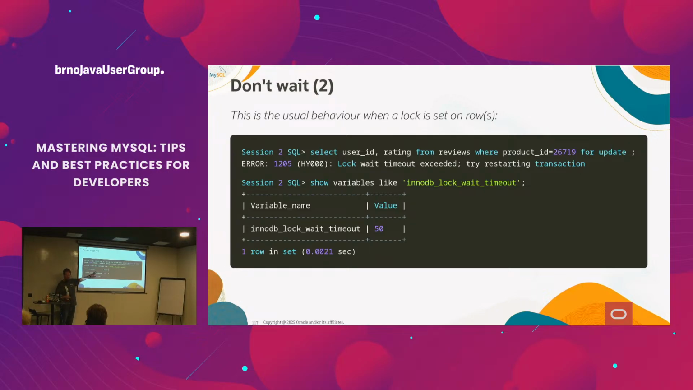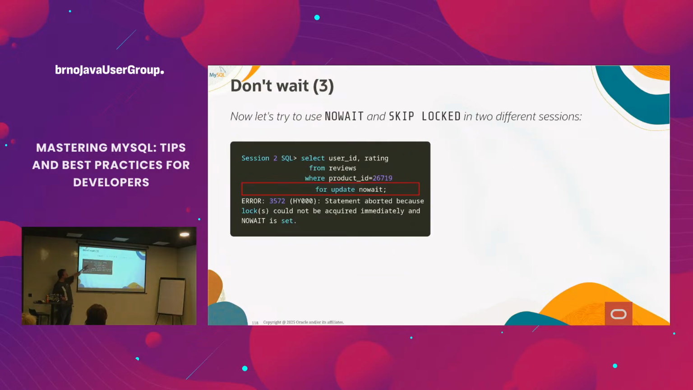And this 50 seconds, I don't recommend to change that time, to say, okay, just wait 2 seconds or 1 second. It's a bad idea. What you should do, if you don't want to wait, is to use these two new keywords, NOWAIT or SKIP LOCKED. So for example, I say I want to do the same select for update, but this time I say NOWAIT. I don't want to wait.